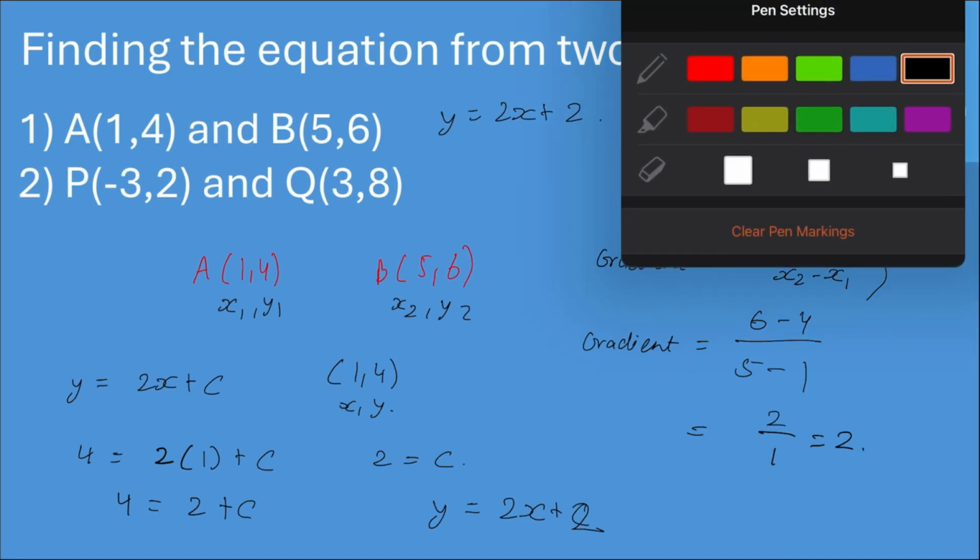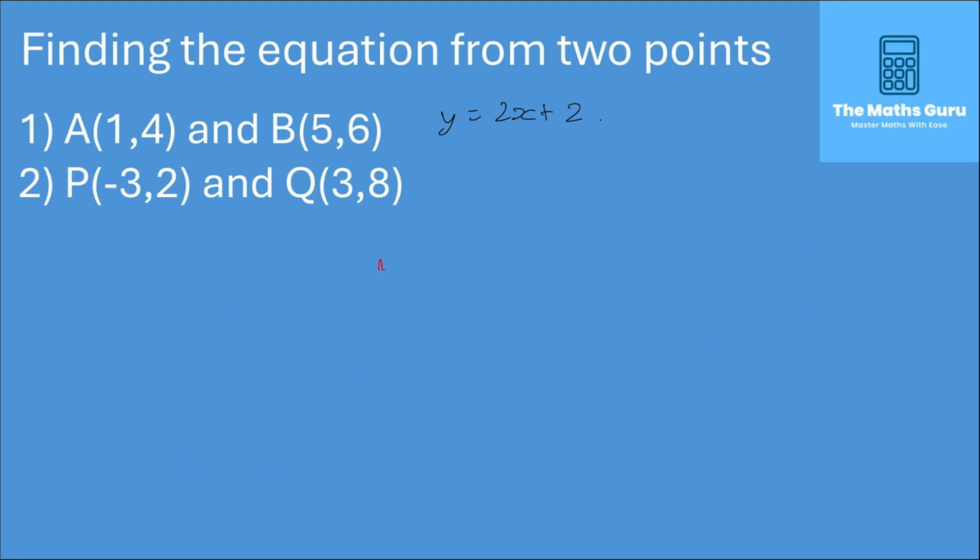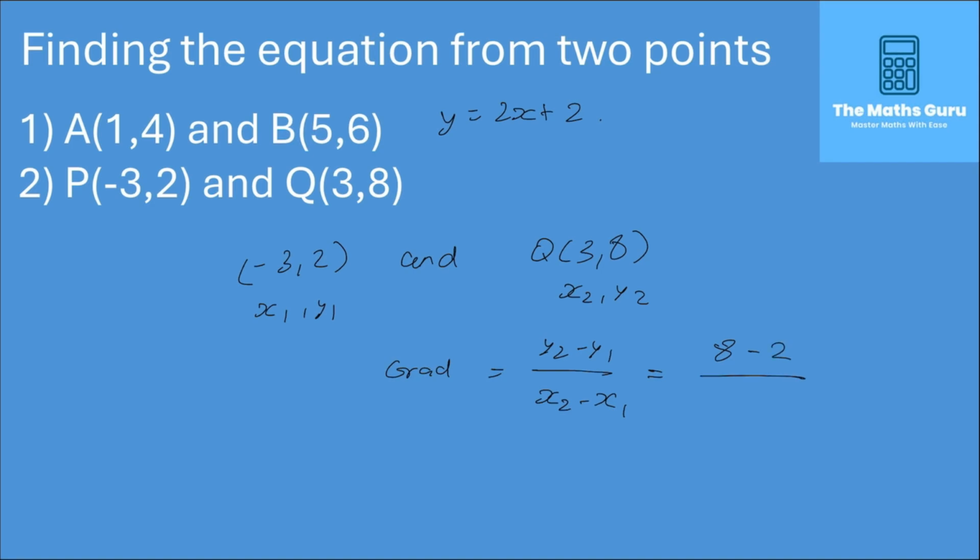Okay, now looking at our question number 2, we have points P and Q, where P is minus 3, 2, and Q is 3, 8. We first label our coordinates x1, y1, x2, y2, and we find our gradient to be y2 minus y1 over x2 minus x1, which is equal to 8 minus 2 over 3 minus minus 3. So we have 6 over 3 plus 3, the minus is turned to a positive, so we have 6 over 6, which is equal to 1.